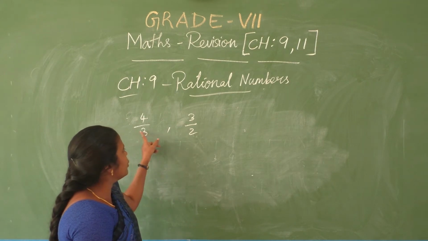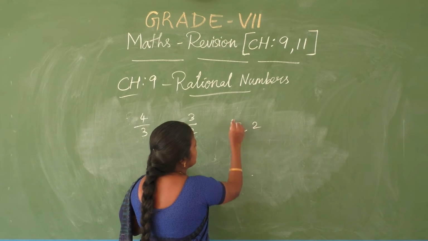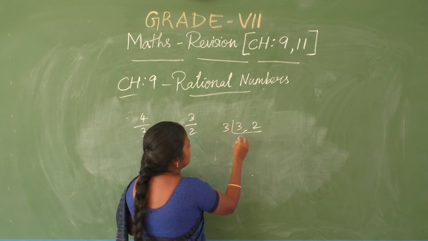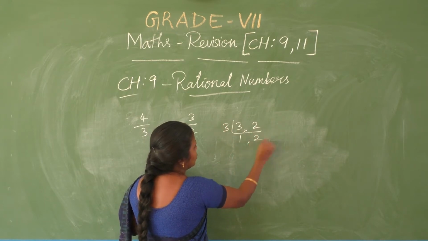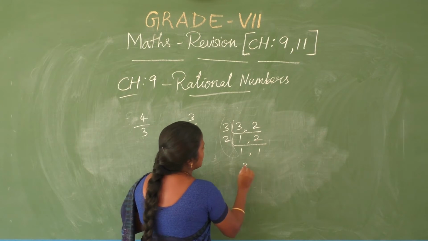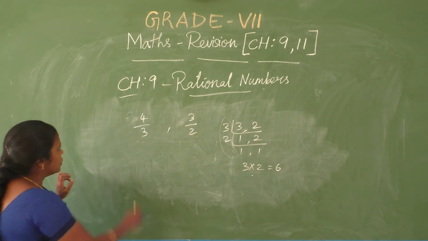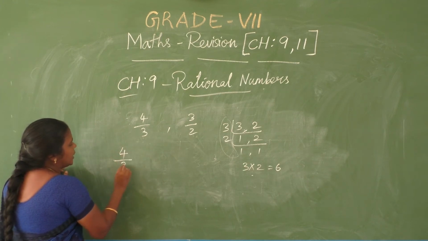For that we have to find the LCM of the denominators 3, 2. Denominators 3, 2, what does the LCM come to? By the third table, 3 one time; 2 is not possible as it is. By the 2 table, here 1 time. So the LCM of 3, 2 is 3 into 2, 6. 6 is the common multiple. Yes or no? So take that 4 by 3.